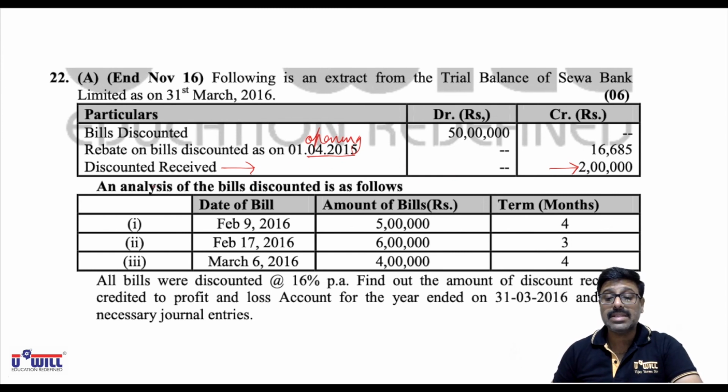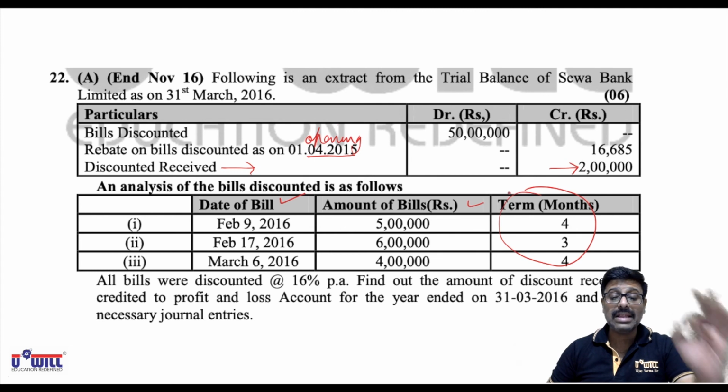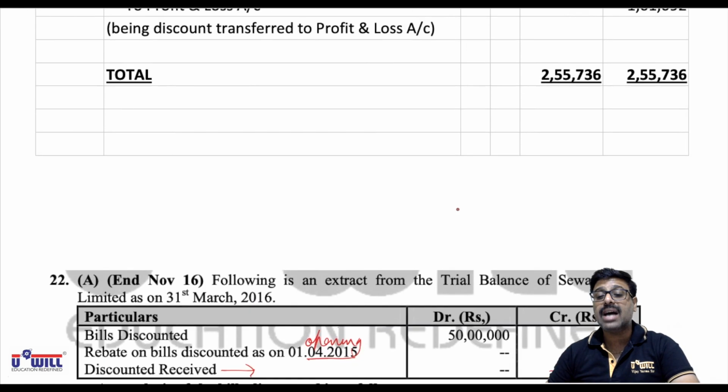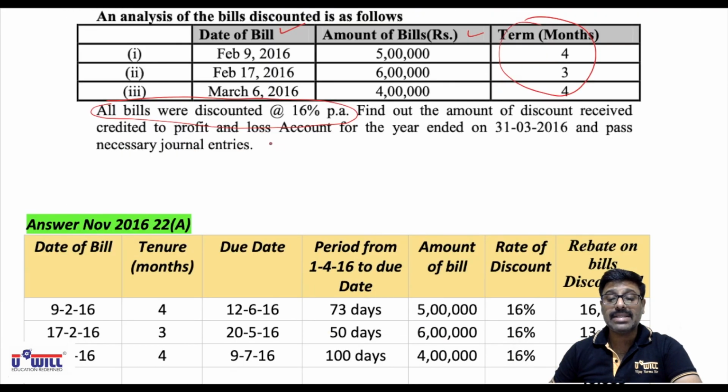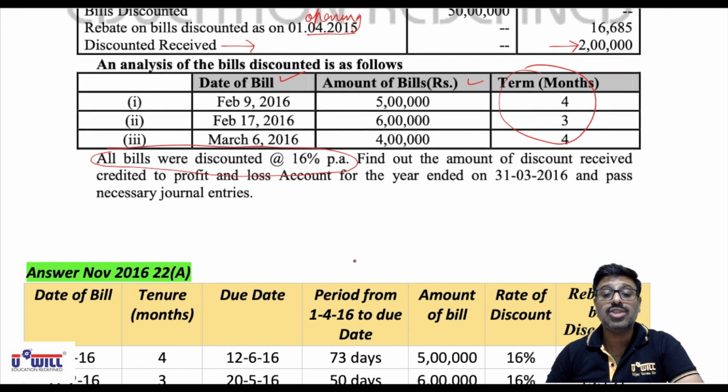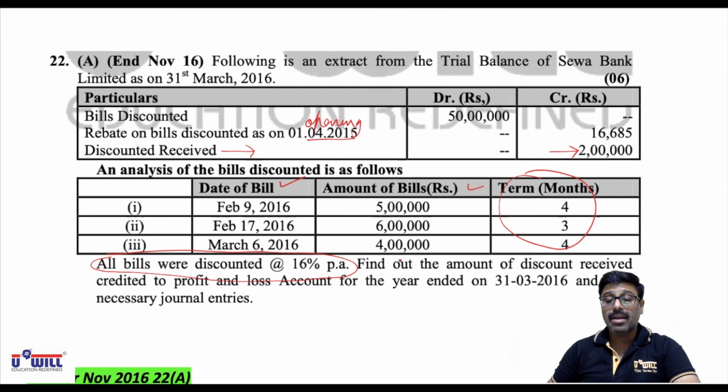An analysis of bills discounted is as follows. Now here you have to make all the 7 columns. Date of bill is given, due date is not directly given. Amount of bill is given and tenure of bill is given. So here you are supposed to make all the 7 columns. All bills were discounted at 16%, so rate of discount on all the bills is going to remain the same, 16%. Find out the amount of discount received credited to P&L account. So that workings you already make here.